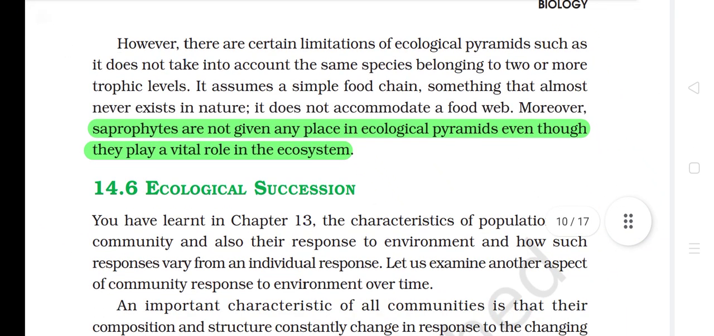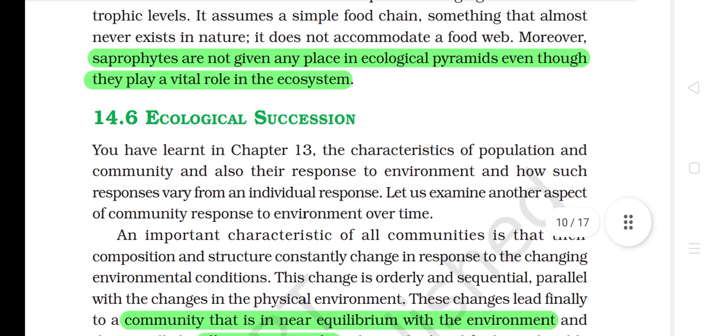However, there are certain limitations of ecological pyramid, such as it does not take into account the same species belonging to two or more trophic levels. It assumes a simple food chain, something that almost never exists in nature. It does not accommodate a food web. Moreover, saprophytes are not given any place in ecological pyramids, even though they play a vital role in the ecosystem.